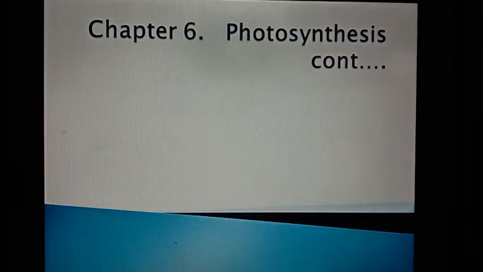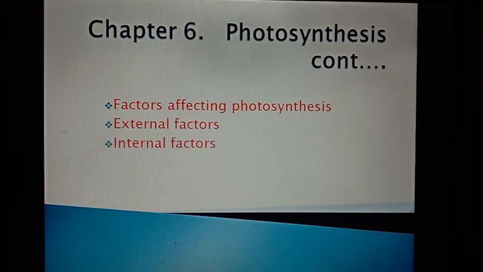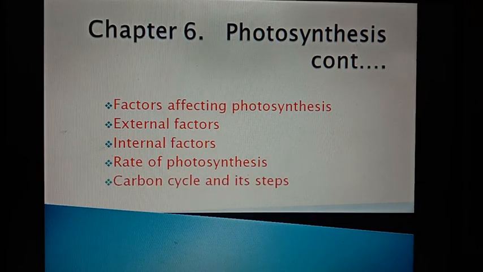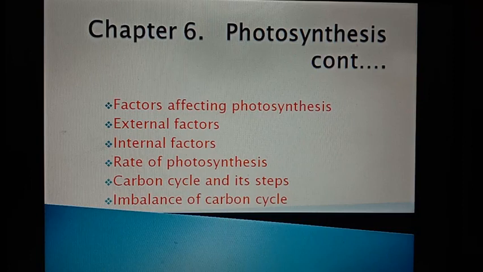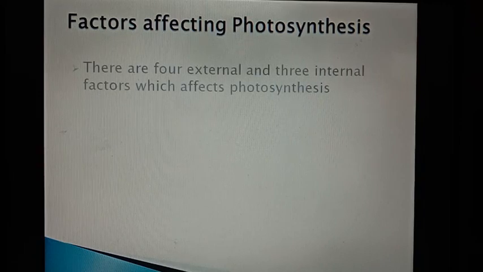Chapter 6, Photosynthesis. This is a continuation of what I explained in the last session. Here we will be understanding the factors affecting photosynthesis. We will be seeing external factors, internal factors, rate of photosynthesis, the carbon cycle and its steps, and at last the imbalance of the carbon cycle. There are 4 external and 3 internal factors which affect photosynthesis.